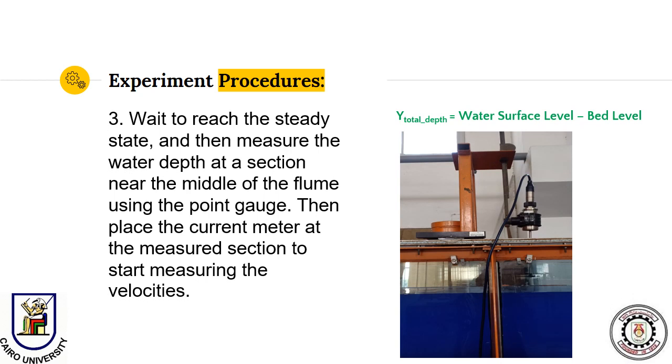3. Wait to reach the steady state, and then measure the water depth at a section near the middle of the flume using the point gauge. Then place the current meter at the measured section to start measuring the velocities.